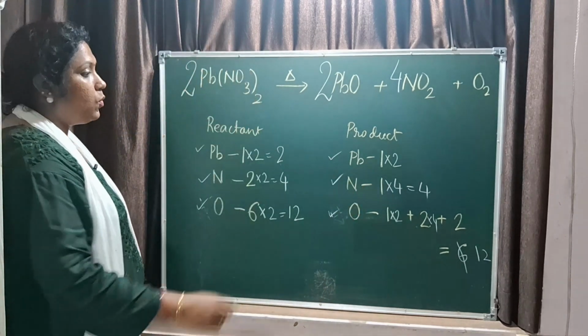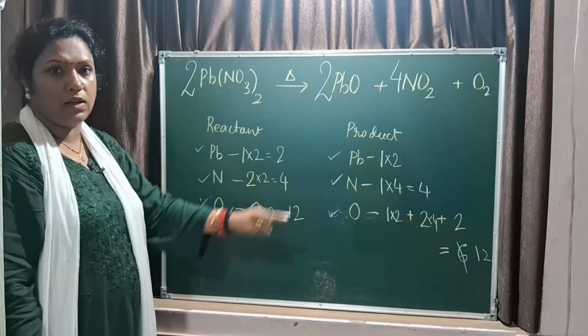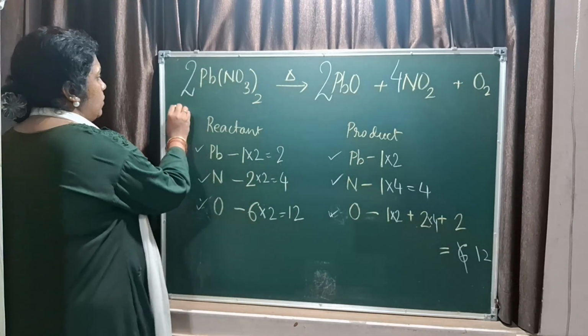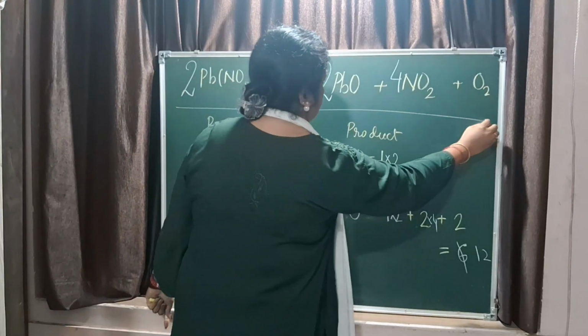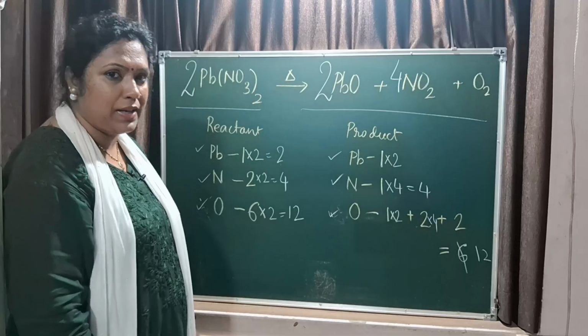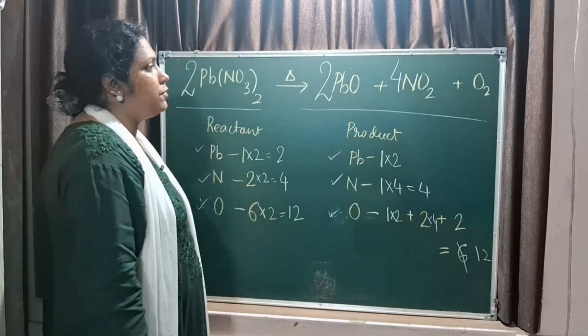Correct? So what I have done, I have just maintained the number of atoms in the reactants and the products. So now my complete reaction is this. Is this clear? Let us take some few simple examples. Okay, this was little complex, but I hope you understood. Now let me take some simple ones.